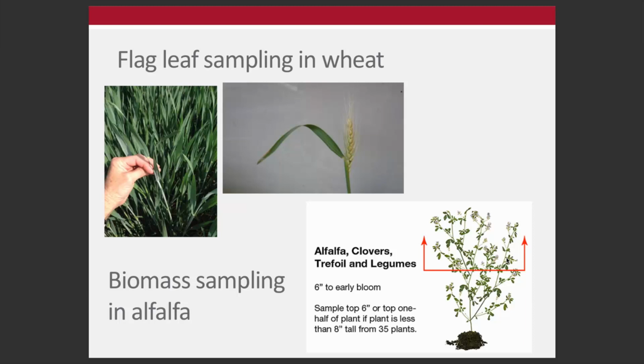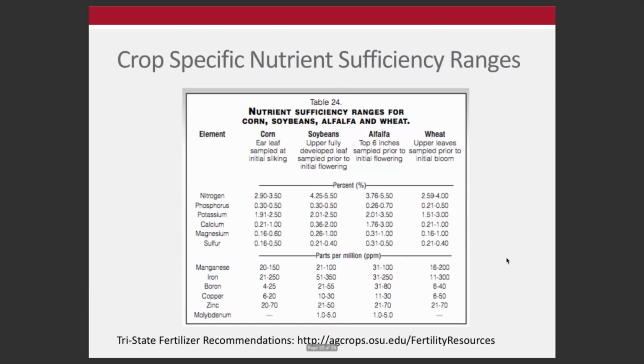Okay. And there's tables that are out there. There's tables that are published. This is a terribly pixelated table from the Tri-State recommendations. We'll talk about this in a second, but it gives you a range. Here's corn ear leaf sampled at silking. That's R1 essentially, and then here are the nutrient ranges for the different macro and micronutrients.